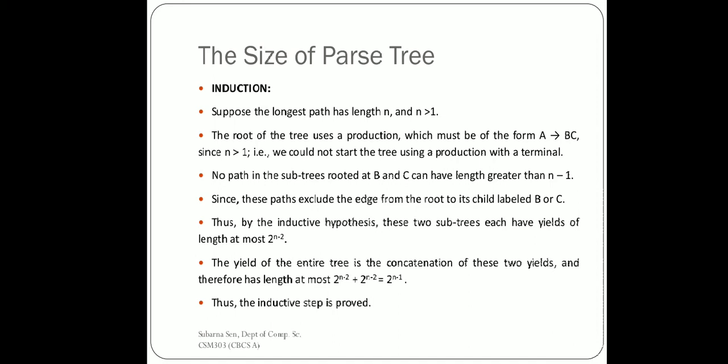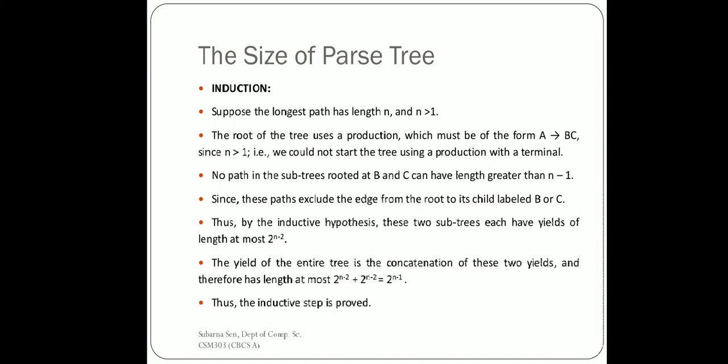So 2 to the power n minus 1 turns into 2 to the power n minus 2. This is also true for C, right? So once for B, another for C. If we consider these two, it is becoming 2 to the power n minus 2 plus 2 to the power n minus 2, and it is coming to 2 to the power n minus 1. So it is true. Again, the theorem is true. So we have completed this part.